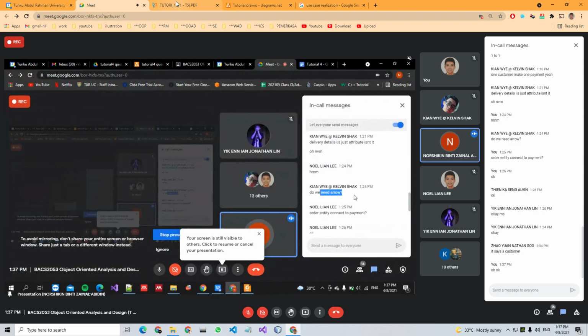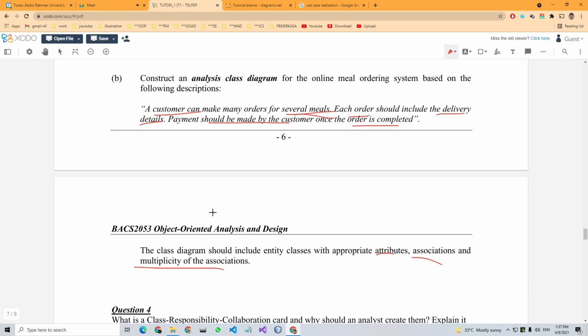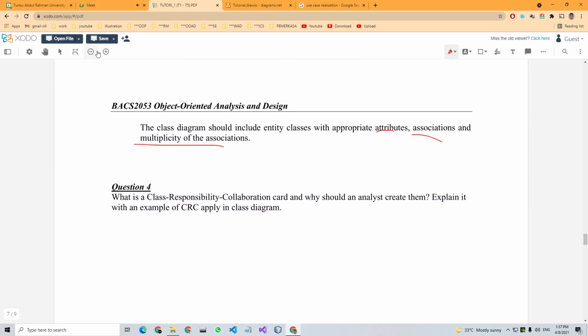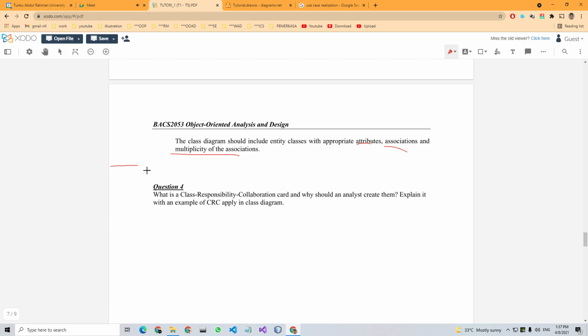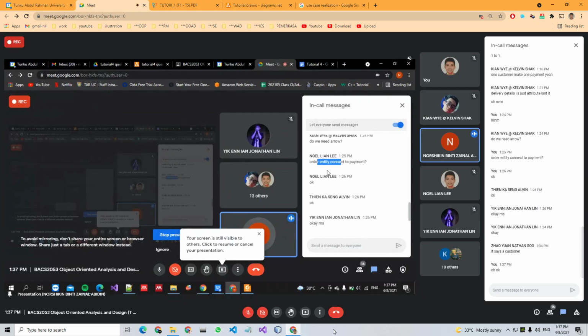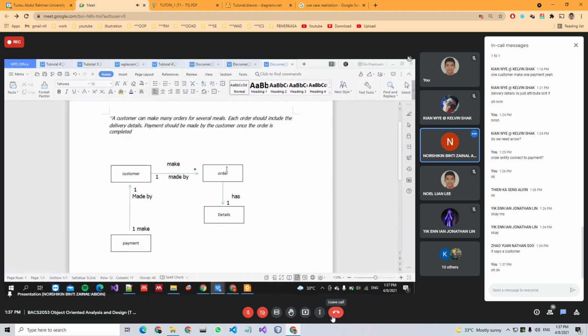Arrow? Do we need an arrow? Arrow for the order entity connecting to payment, order to payment. So should payment consist of order ID? Pardon, sorry, but just now, the payment contains order ID. Oh, you mean you want to connect?